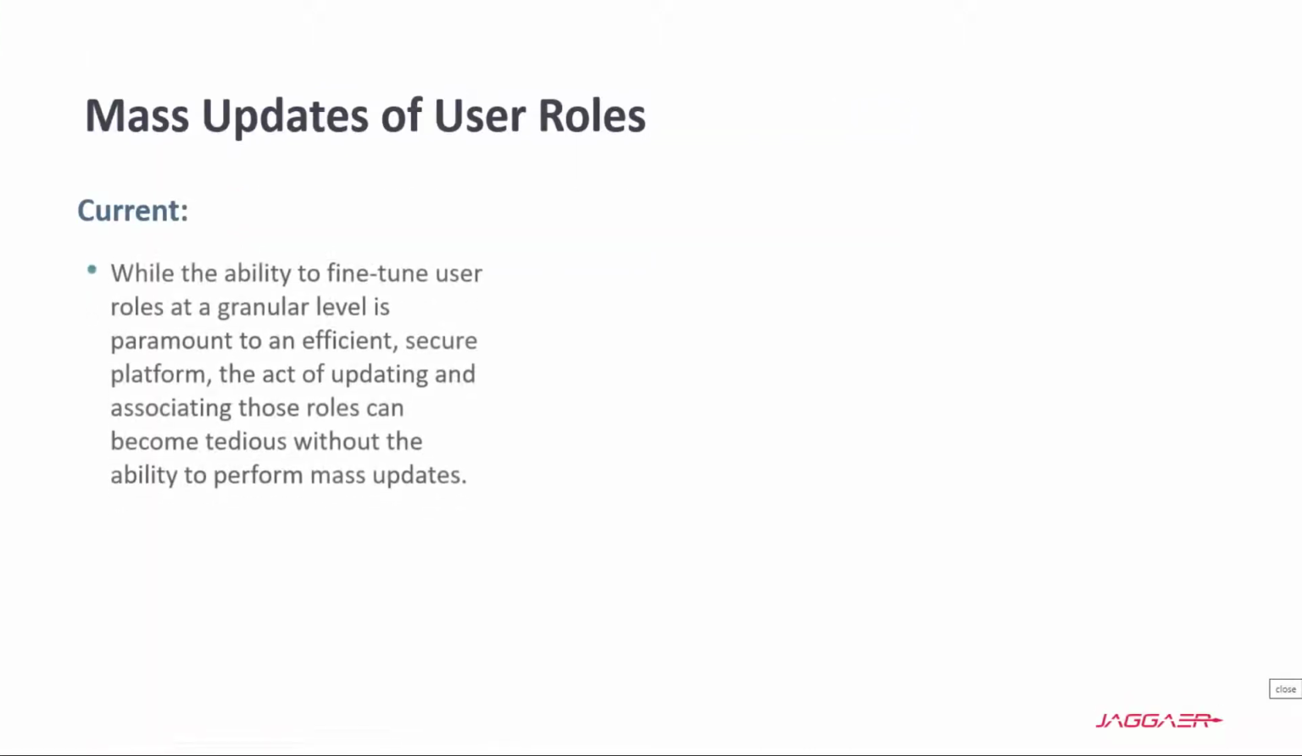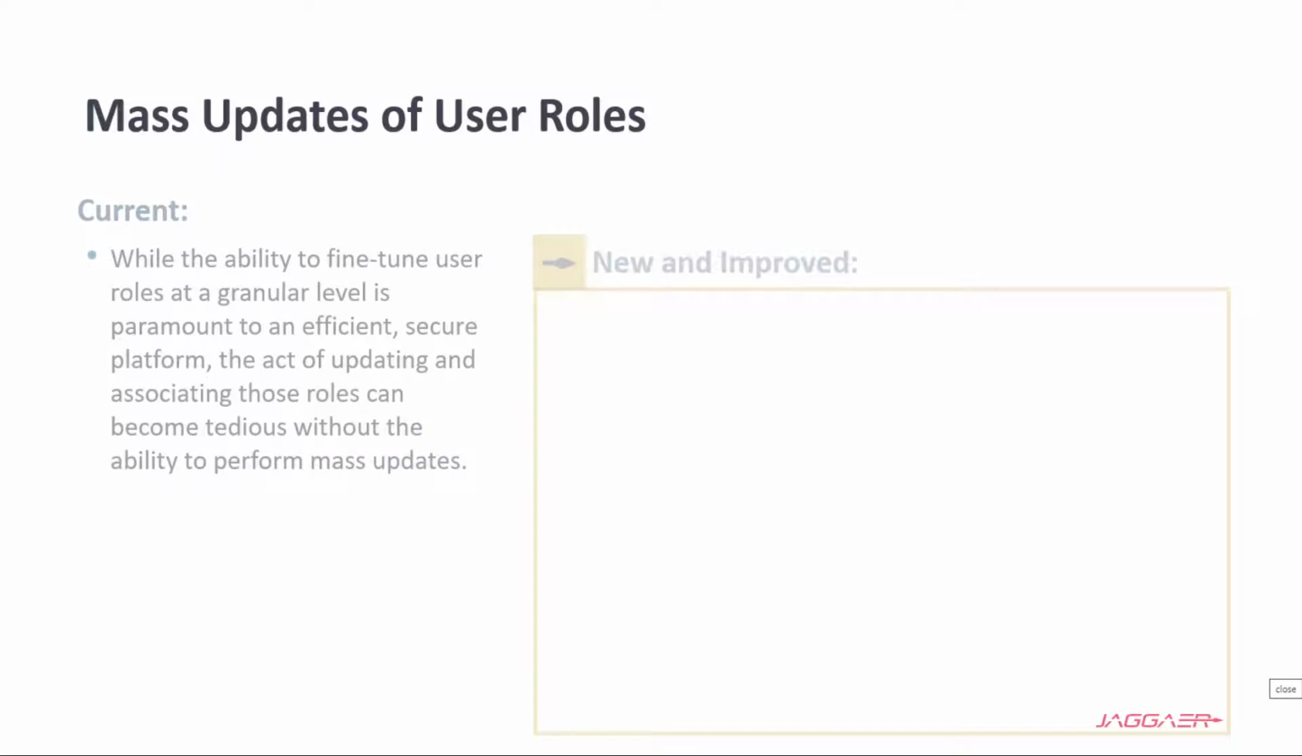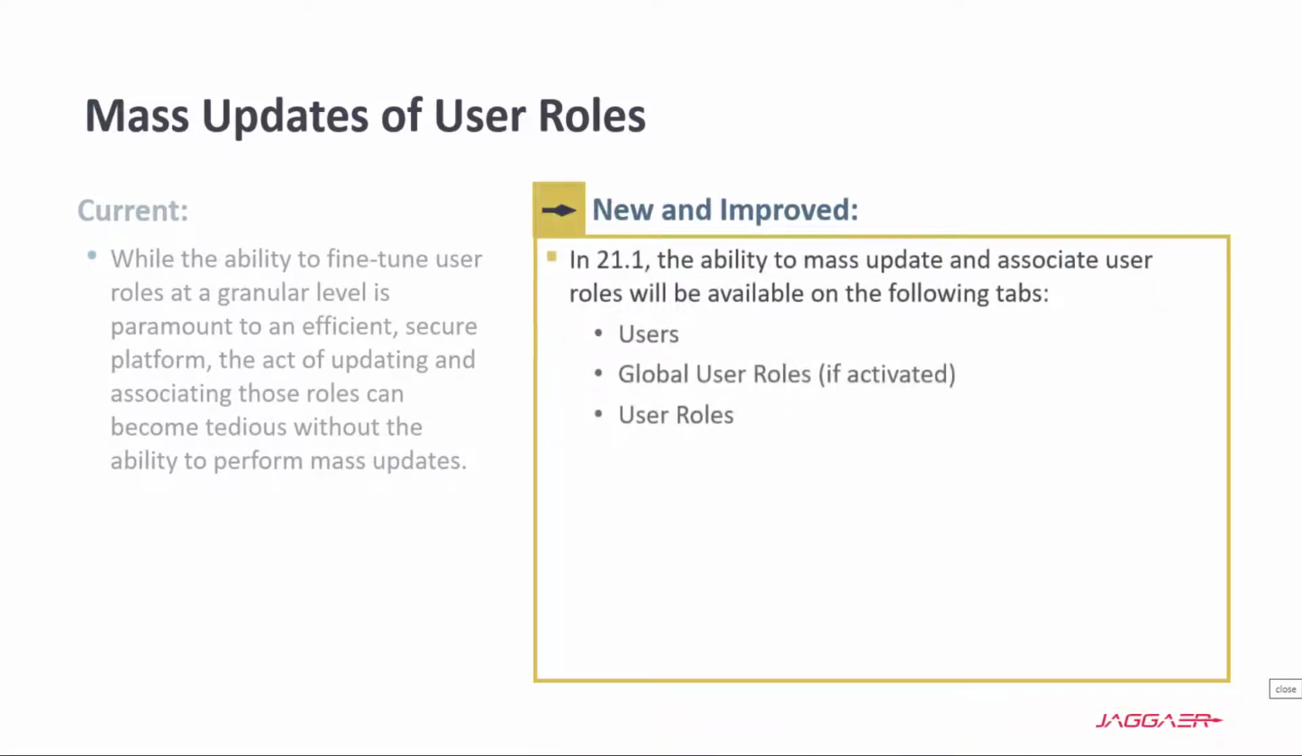While the ability to fine-tune user roles at a granular level is paramount to an efficient, secure platform, the act of updating and associating those roles can become tedious without the ability to perform mass updates. In 21.1, the ability to mass update and associate user roles will be available on the following tabs: Users, Global User Roles, if that's activated for your company, and User Roles. This utilizes an Excel export-import process similar to other areas in the software. Let's jump into our demo software and take a look at how this process works.